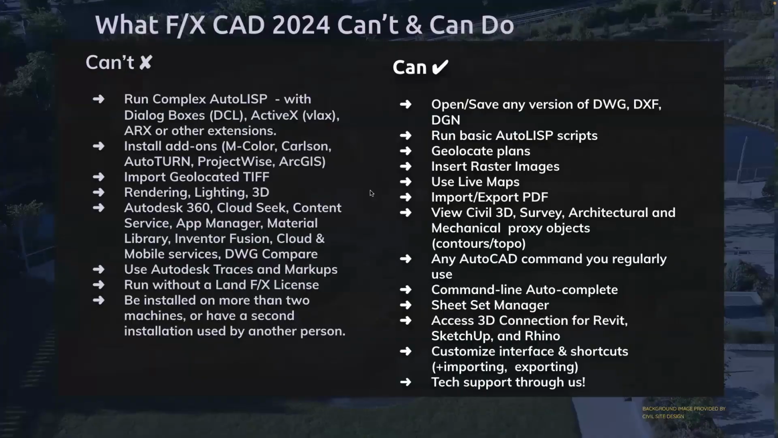Moving right along. What are the main differences between what FXCAD can't and can do? So notably in here, a little precursor to one of my final slides, which is what's new in 2024, one thing on each of these lists has changed significantly. The can't list is now a little bit more descriptive on what kinds of AutoLISP commands can't be run, and the can list now has the ability to run basic AutoLISP scripts.